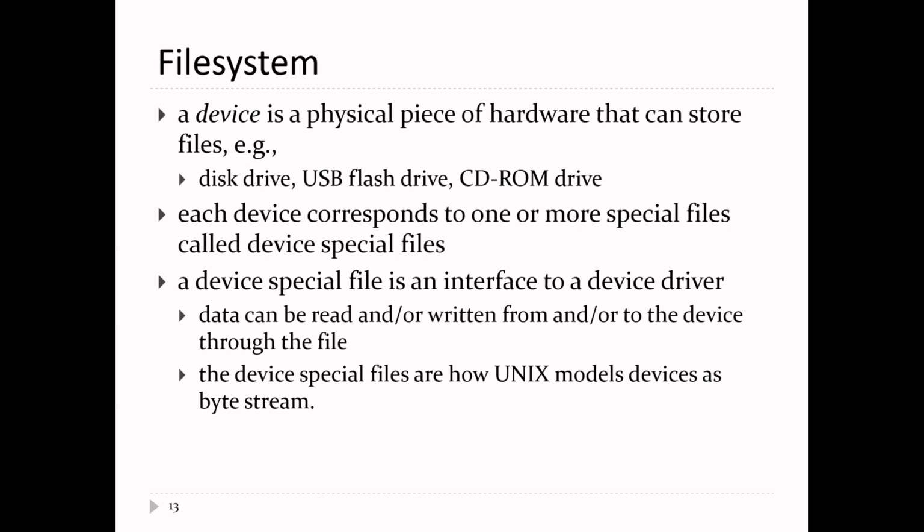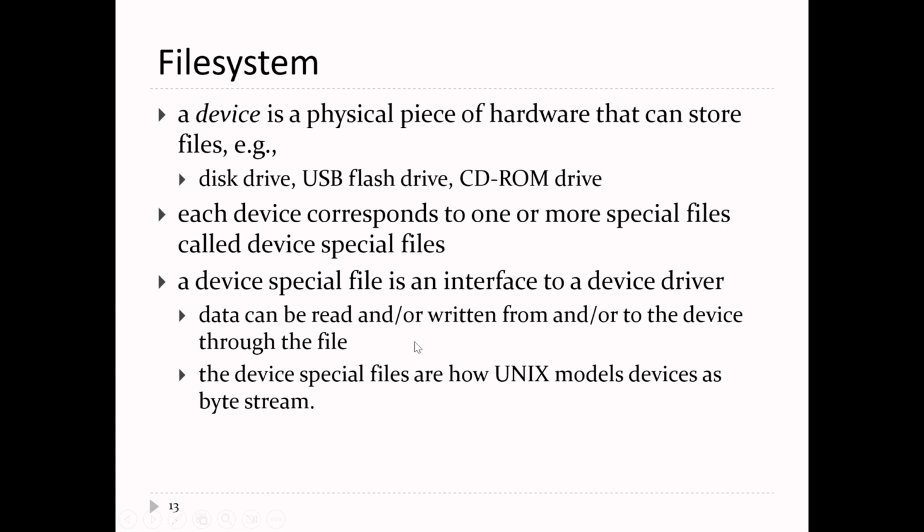So if I associate a file with a device, if I write to the file, that's like writing a sequence of zeros and ones to the device. If I want to read from the file, that's like reading a sequence of zeros and ones from the device. And so reading and writing to a device lives behind this abstraction, where you're just writing a stream of zeros and ones to a file.